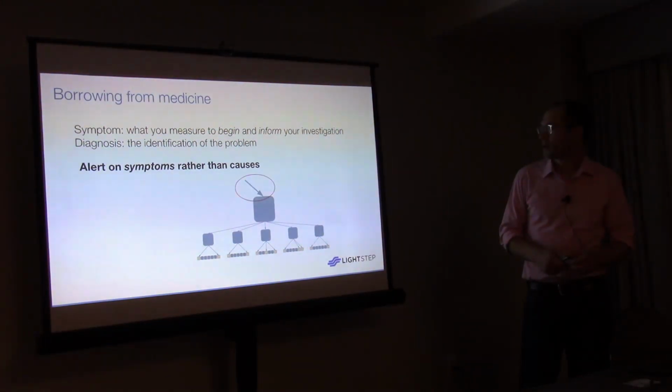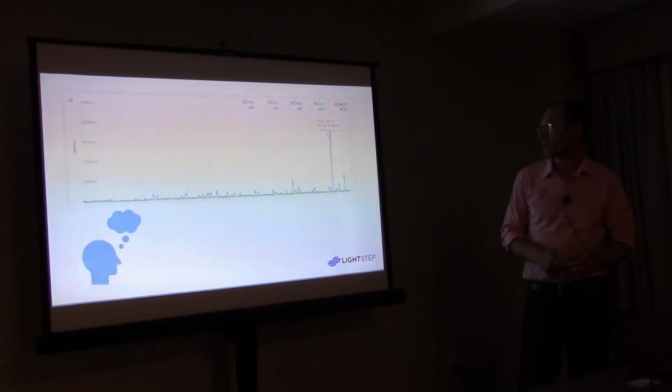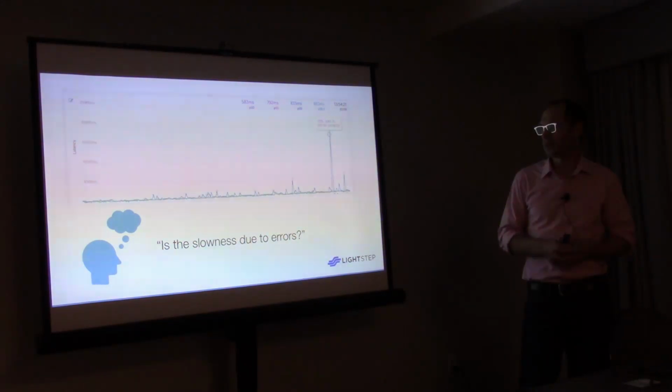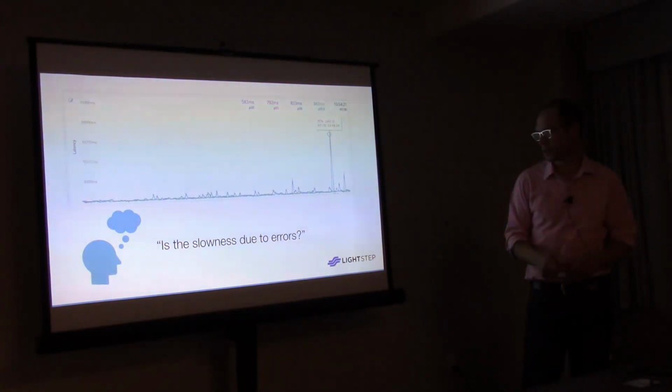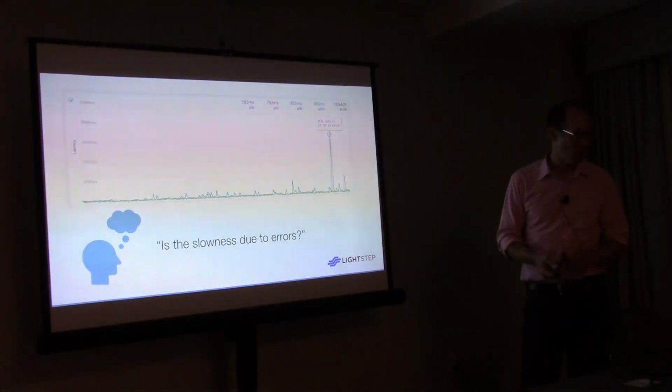Cool. So back to my problem here. Why is this happening? I'm going to continue to build theories and try to validate those in some way. And as a tool builder, I see our job as providing evidence to the user to either validate or falsify these theories. So the first theory I want to test is: is this slowness due to errors in some way?